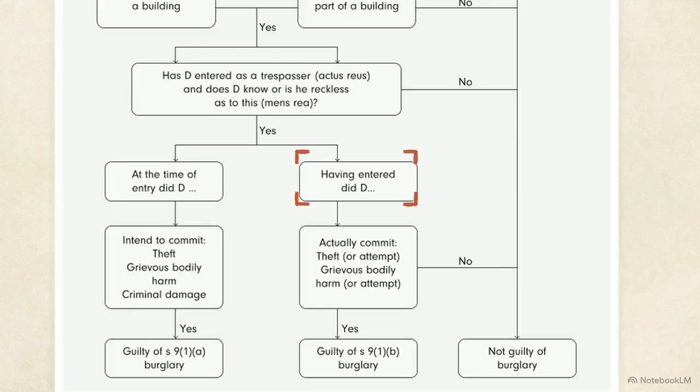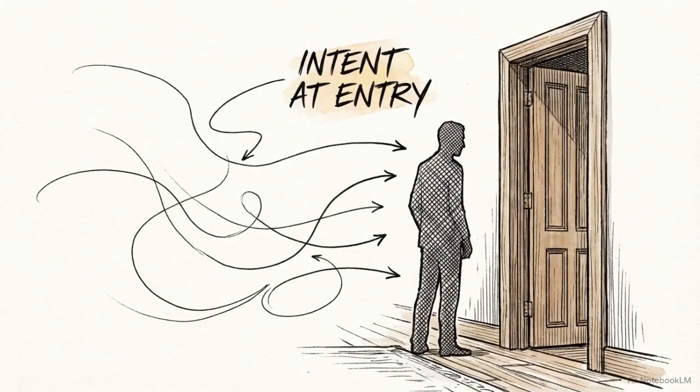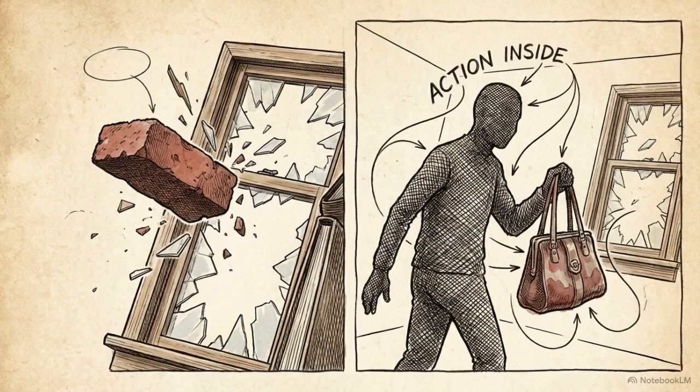The defendant forms intent after entering. Crucially, the "actually commit" box excludes criminal damage. Under 1B, only committing or attempting theft or grievous bodily harm triggers this charge. Subsection 1A penalizes the dangerous plan the moment a threshold is breached. Subsection 1B penalizes the dangerous actions taken once the defendant is inside a vulnerable space.